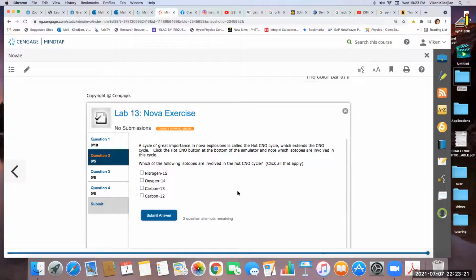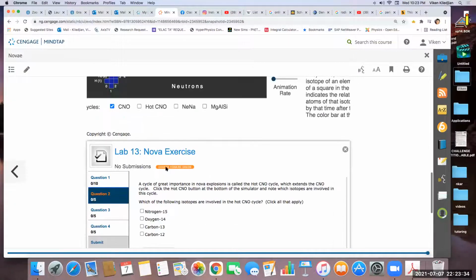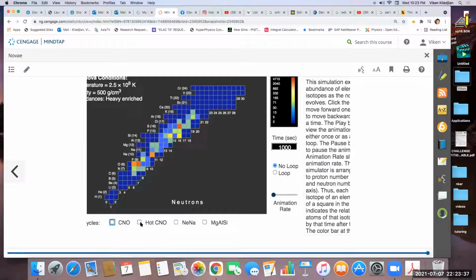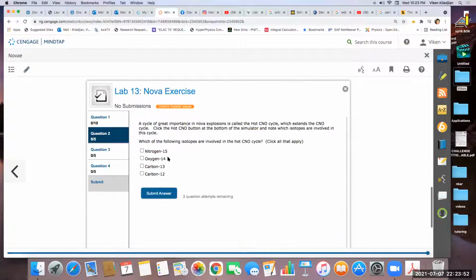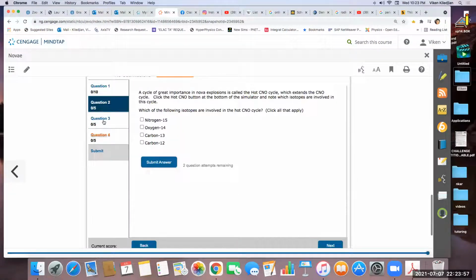A cycle of great importance in nova explosion is called the Hot CNO Cycle, which extends the CNO cycle. Click the Hot CNO button at the bottom of the simulator and note which isotopes are involved in this cycle. So then you just uncheck this one and you check this one. There is a slight difference from the other one. So you take a picture of that one and then you answer this one based off of that. Then you go to the next one.